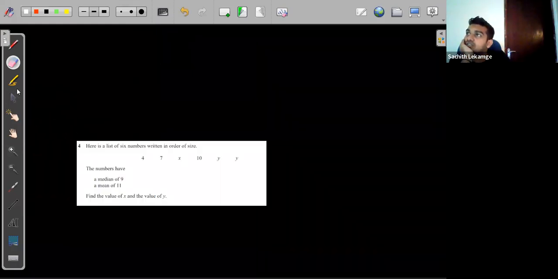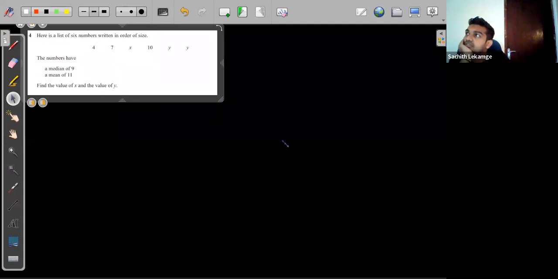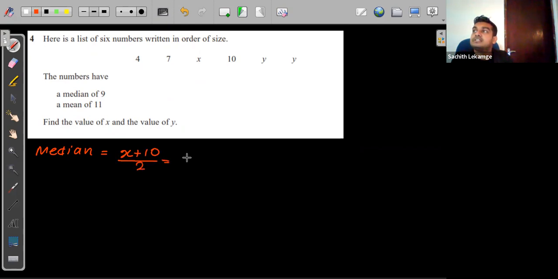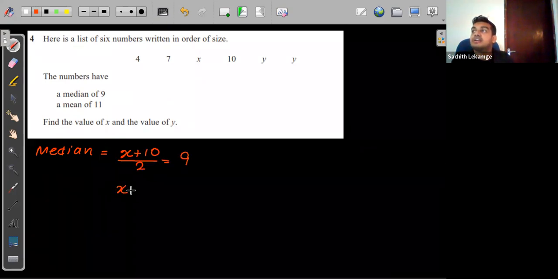Question number 4. Check this out. Here is a list of 6 numbers written in order of size. The numbers have median 9. How many medians are there? Normally you find the median as x plus 10 over 2. They say this is 9. You can get the value of x. x equals 18 minus 10, x equals 8. Yeah, we found the value of x.